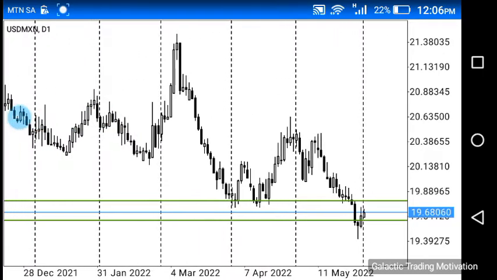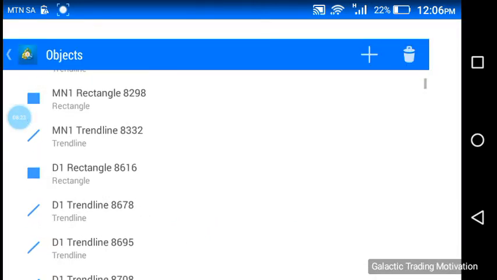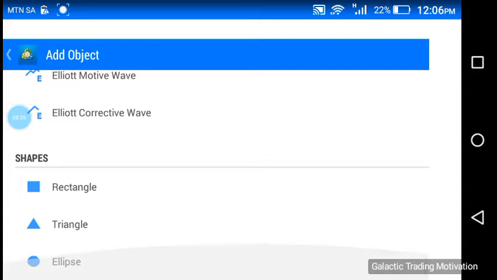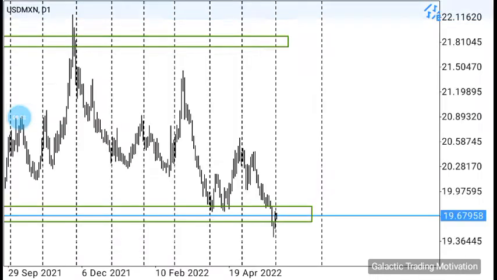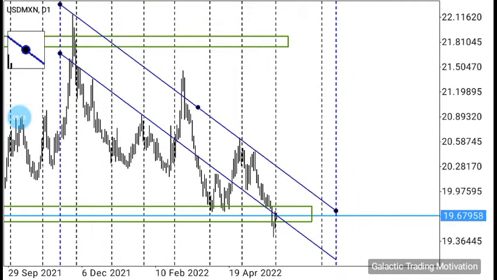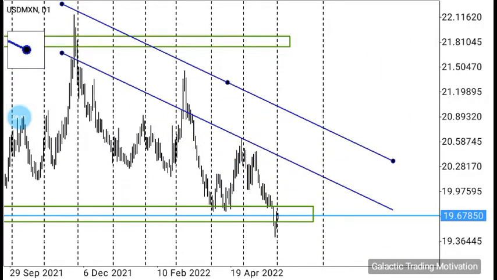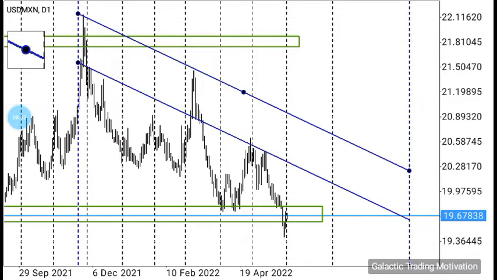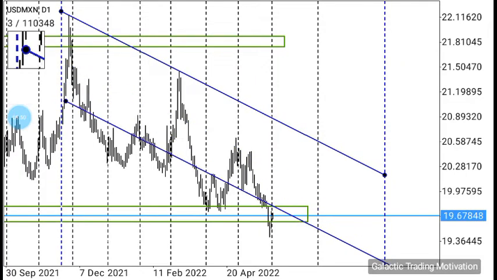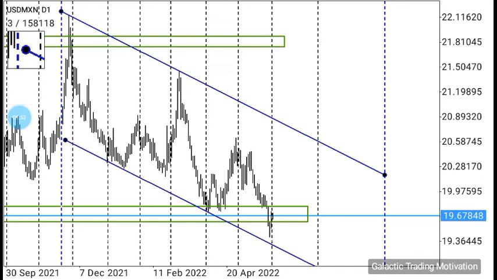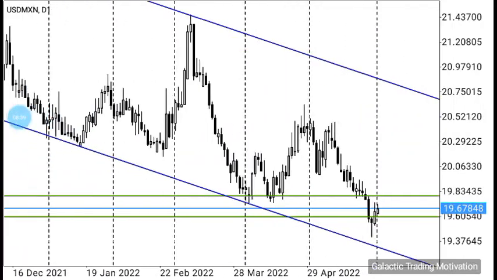Okay, so here we are, guys, on the daily chart. The first thing that I'm going to do on this chart is add my channel. Just bear with me. Here goes my channel. I will add it in this manner. Just bear with me, guys. Just remember to ensure that all your drawings are as accurate as can be. There we go.